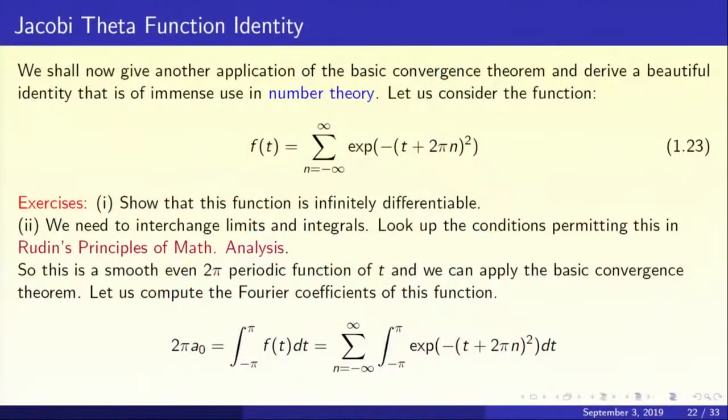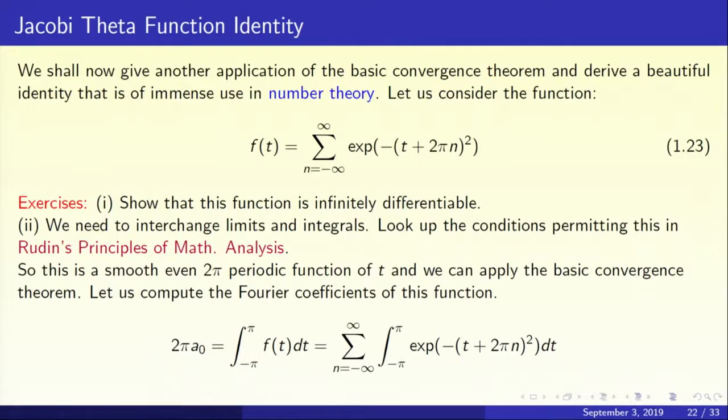Now you might wonder, why is it that I brought this up in the middle of a Fourier series discussion? We shall see now immediately. We shall derive the Jacobi theta function identity, which plays an extremely important role in number theory. So now we are looking at an application to number theory. So how does it go?